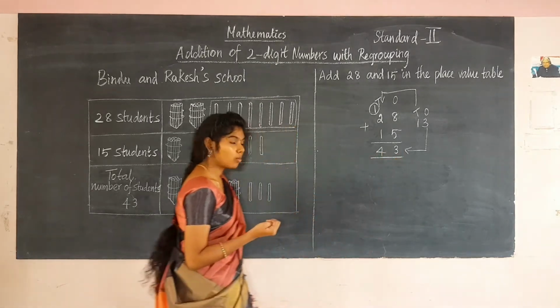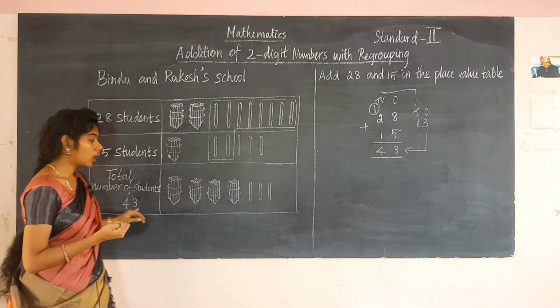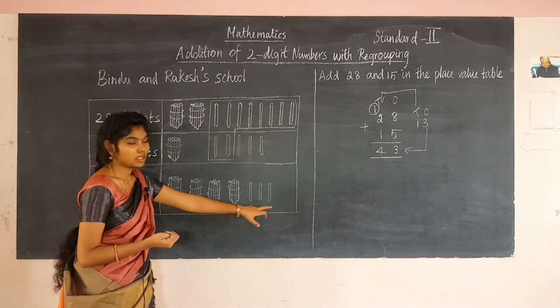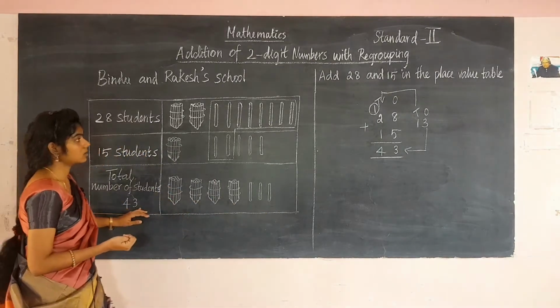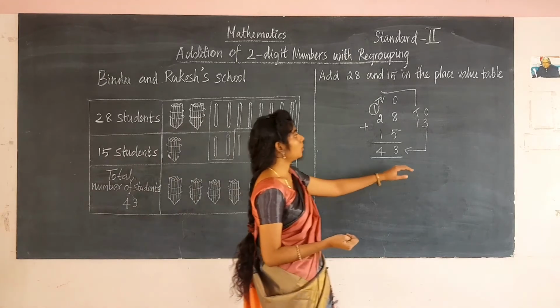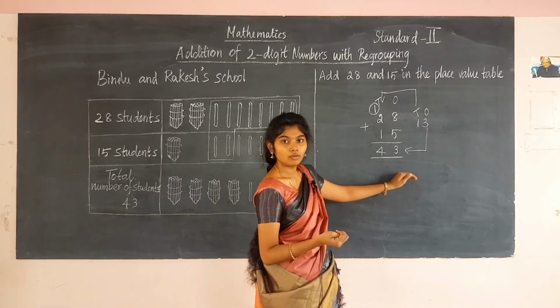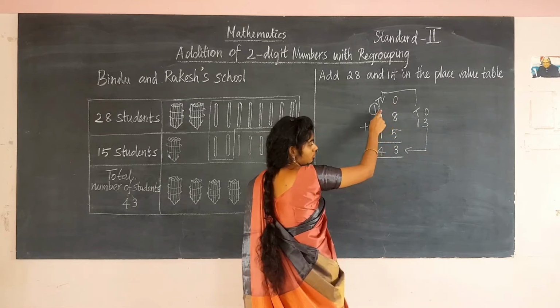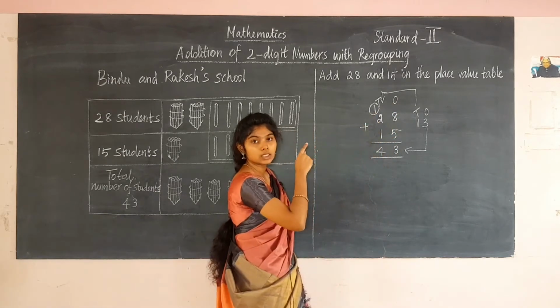43. Here also by representation we have seen, you have got the answer as 43. There are 4 bundles and 3 sticks. So you have found like this. Here in the place value table we have fixed and we have found the answer. How have we found it?